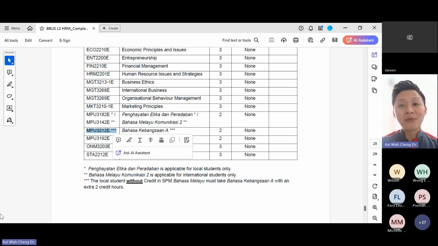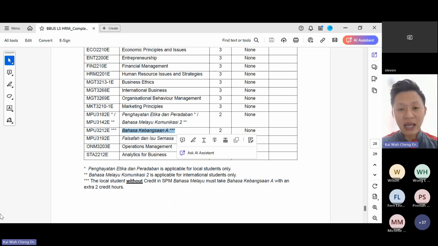But there is another special condition. If you already completed your diploma, basically you have already completed this course during your diploma studies, so you no need to retake this course in the Bachelor of Business program anymore. Okay, so this is the meaning of 1 star, 2 star, and 3 star. All right.